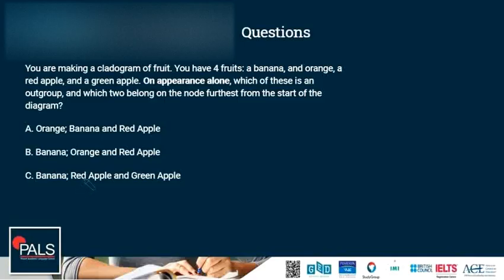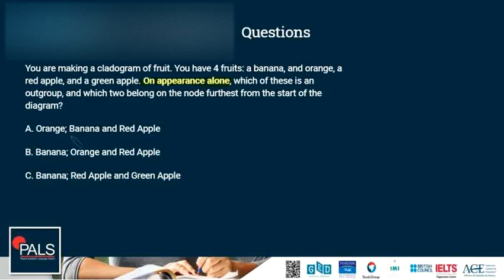All right, next question. You are making a cladogram of fruit. You have 4 fruits, a banana, an orange, and a red apple, and a green apple. Important here, on appearance only. Which of these is an outgroup and which two belong to the node furthest from the start of the diagram, furthest from the root?